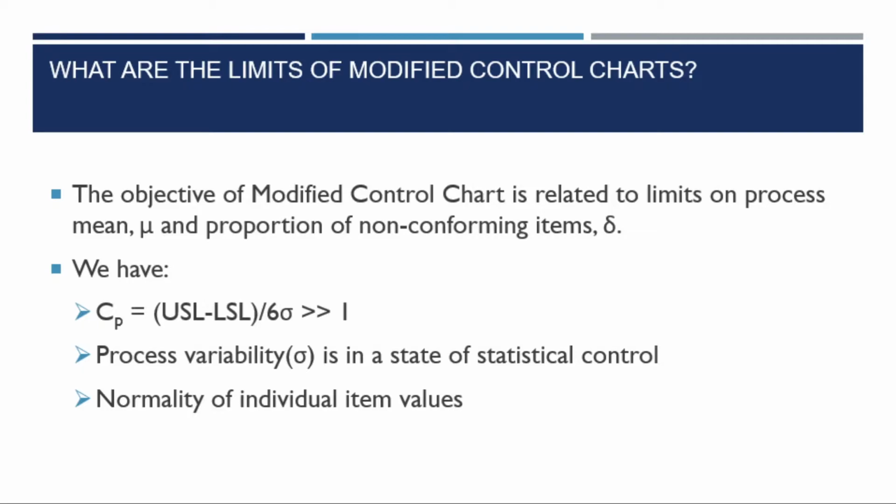First thing is that in this type of control chart, we are having CP is much greater than 1. That is the process capability ratio is much greater than 1. The process variability sigma is such that the process is in a state of statistical control. Then we also assume that the individual item values are such that they are normally distributed.